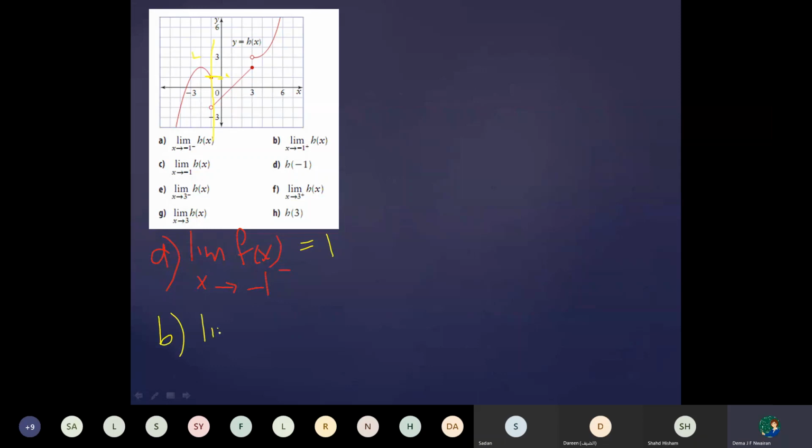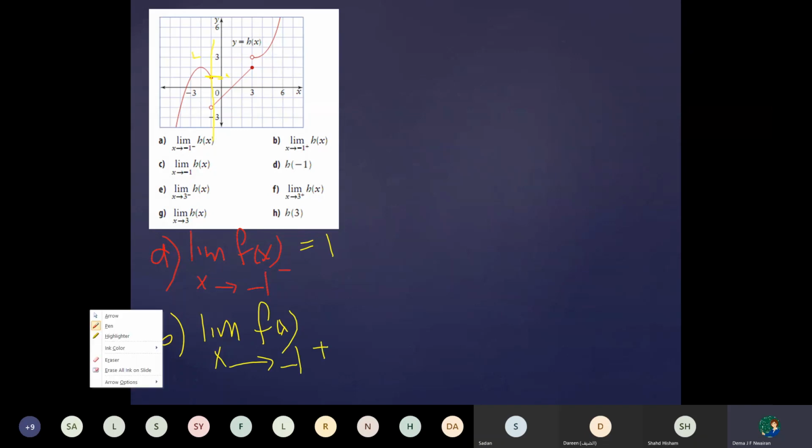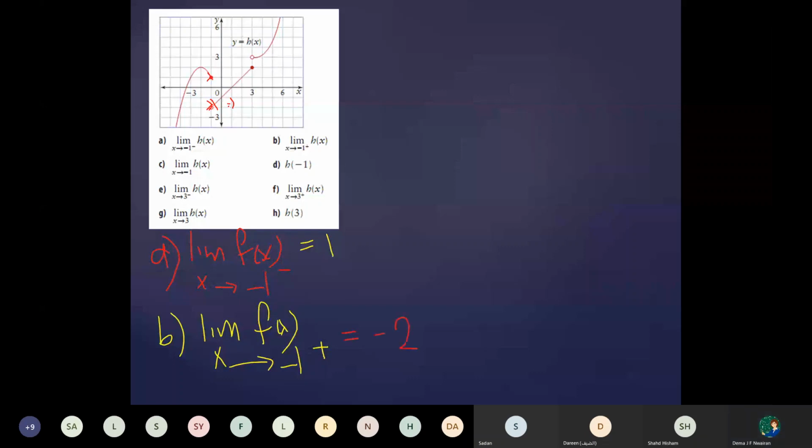Now, limit f of x when x approaches -1, but now from the right. If you look here at point -1, does it have 1 or 2 values? It has 2 values, here and here. The first one approaches from the left. And at point -2, the point is approached from the right. So I say that -1 from the right is equal to -2, and at point -1 from the left, it is 1.